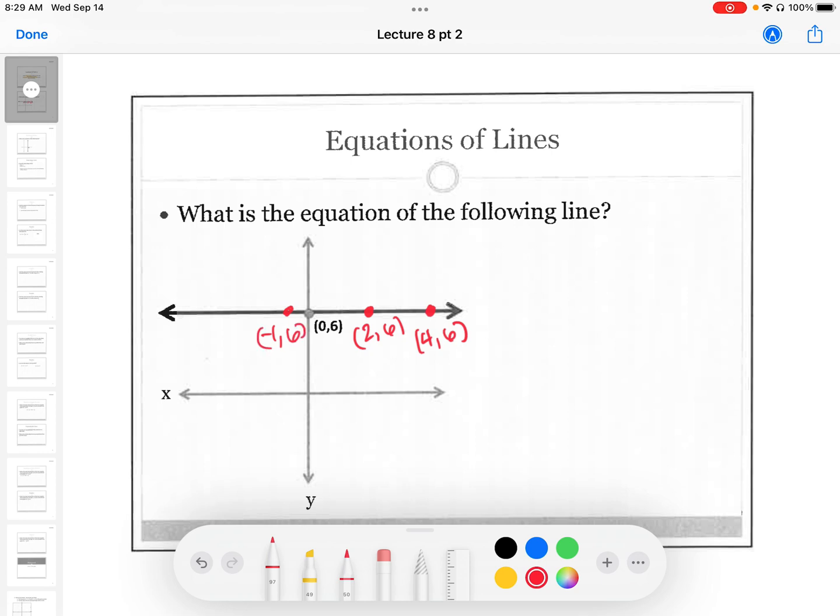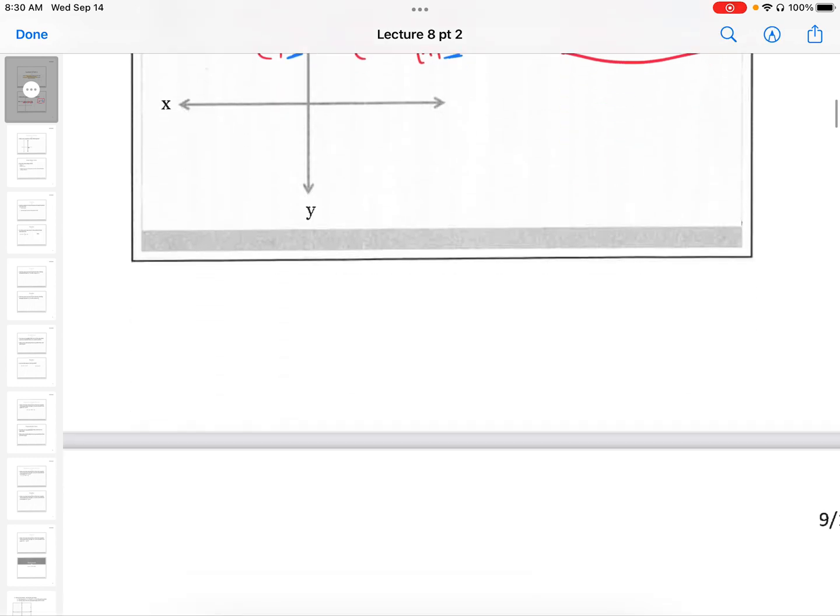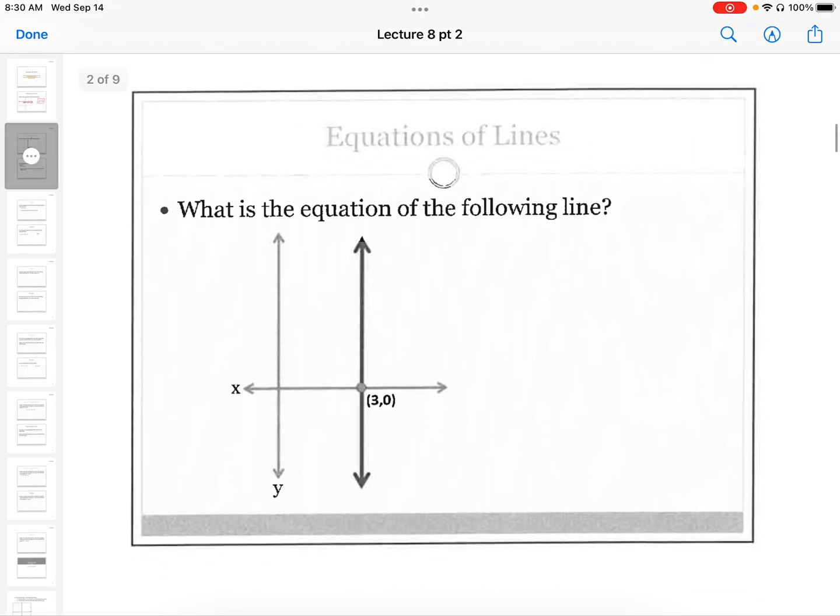And just kind of reiterating what we've talked about before. All of these points that are on this line all have that same y value of 6. So the equation for this line is just simply y equals 6. It's all the points that have a y value of 6. So your horizontal lines are just y equals 6. When I was younger, I always struggled with that, so just trying to reiterate that to you guys here.